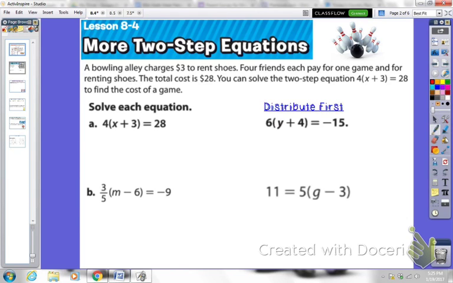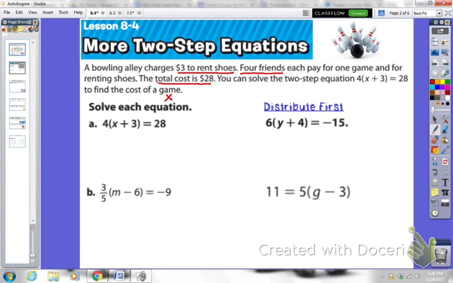Part A deals with the bowling alley question right above it. A bowling alley charges $3 to rent shoes, and 4 friends each pay for 1 game and for renting shoes. The total cost is $28. So here's my total cost. You can solve the 2-step equation 4 times the quantity x plus 3 equals 28 to find the cost of a game. Because you don't know the game, that's x. But I know that each student needs to pay $3 for shoes, so that's your x plus 3 part. And I know that there are 4 people going, so that's multiplied by the 4 in front.